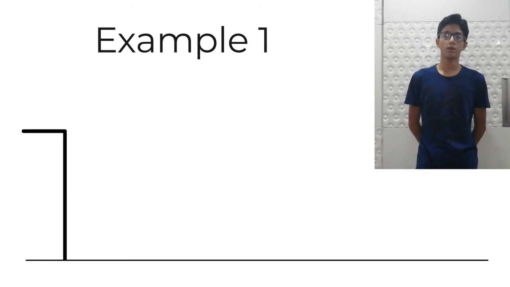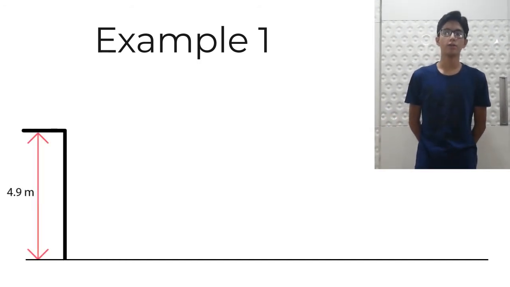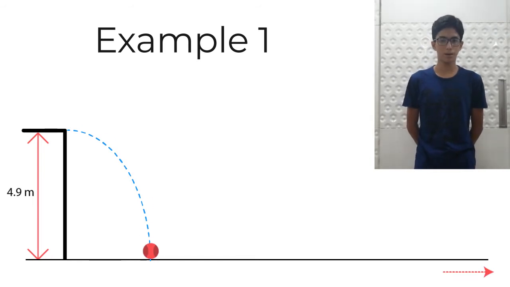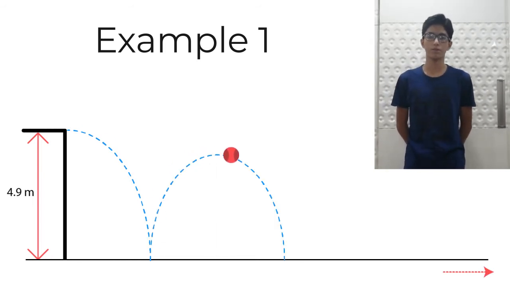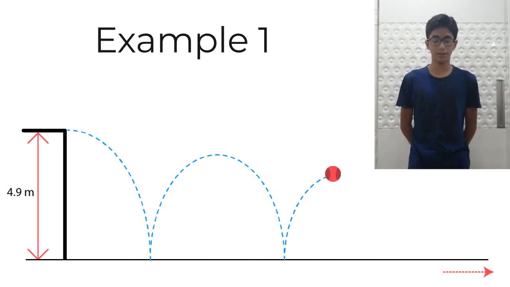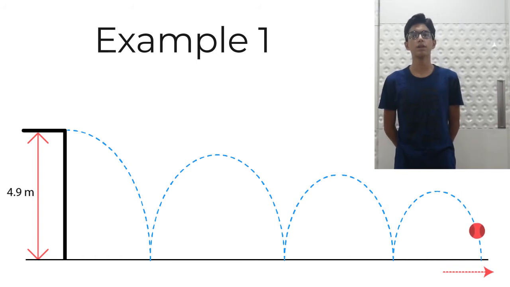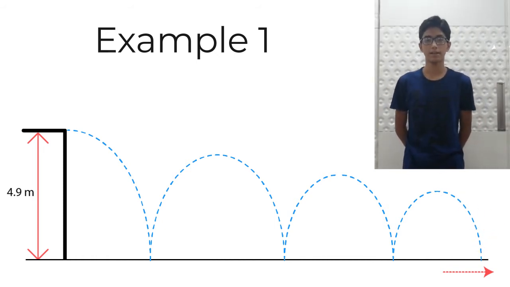Let's say you're on your balcony at a height of 4.9 meters from the ground and you're standing with a cricket ball in your hand. The ball slips from your hand and lands on the ground. After the first bounce, the ball moves up and attains a height of 81% of the original height due to loss of energy to the surroundings and goes back down, and after the second bounce it again attains a height of 81% of the previous height.